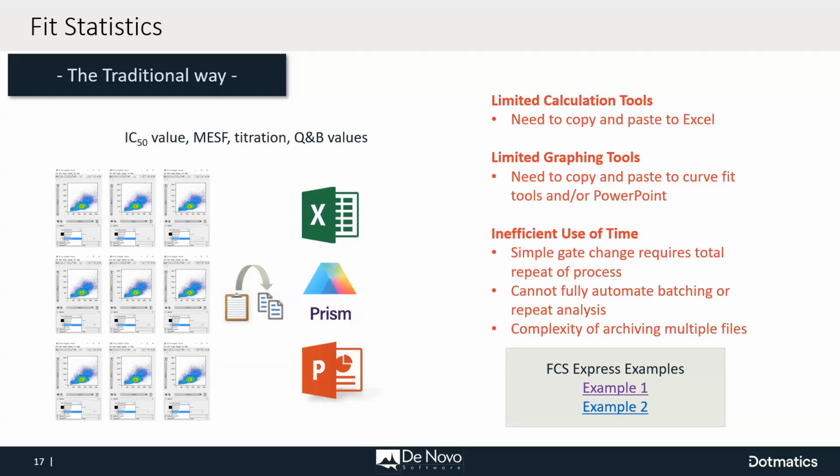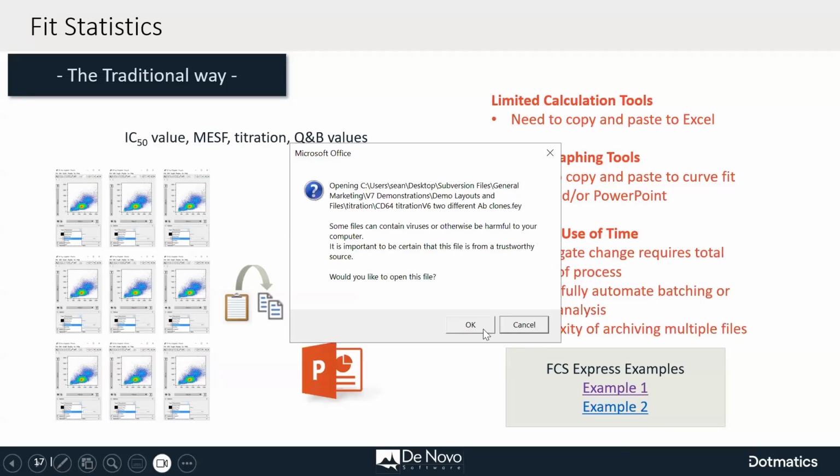You have to graph that data and then export it to PowerPoint as well. And it's really an inefficient use of time because simple gate changes require a total repeat of the process. It's really hard to batch or automate and repeat that analysis. And then you also have that increasing complexity of archiving CSV files, Excel files, Prism files, PowerPoint data, FCS files, analysis templates, right? And FCS Express really helps overcome that.